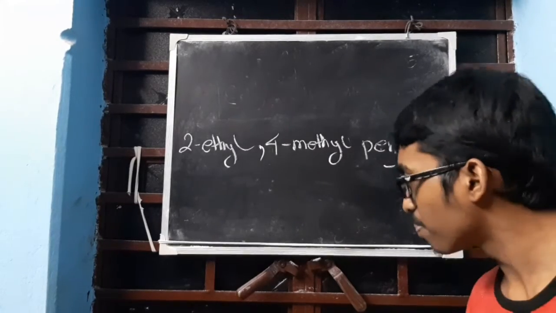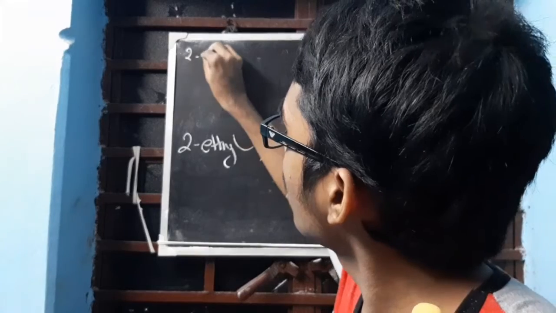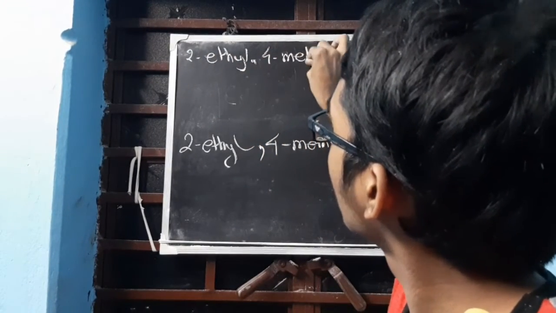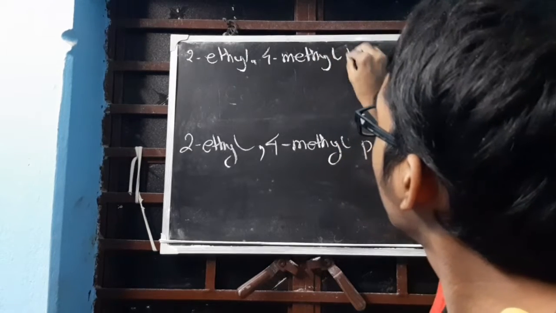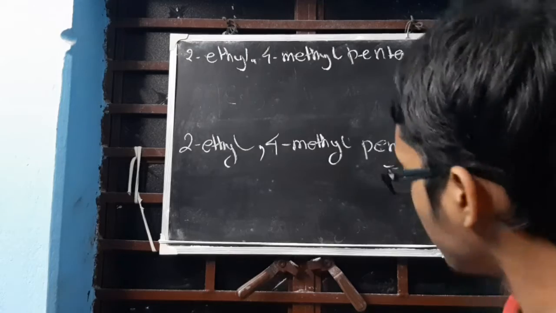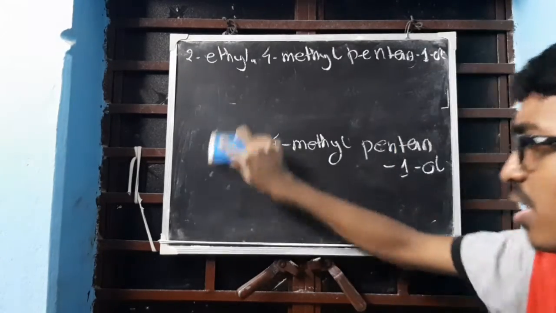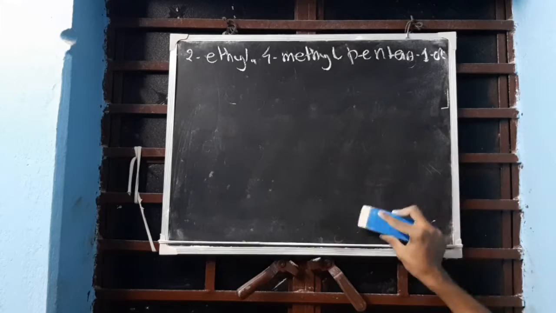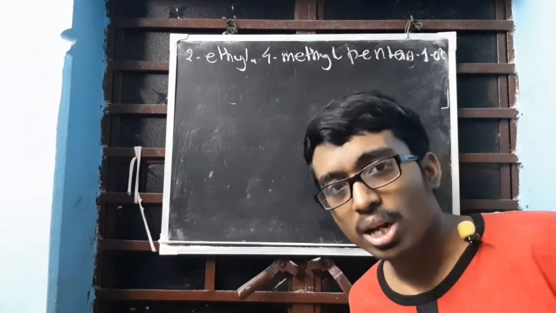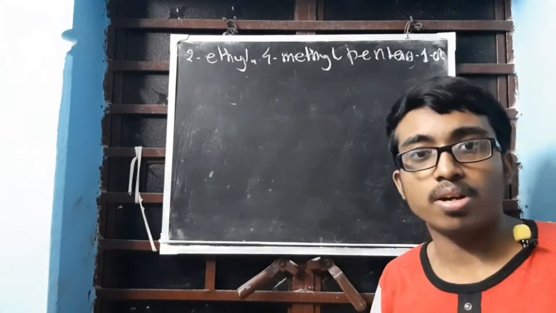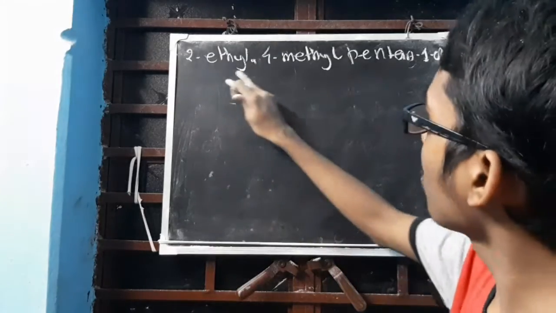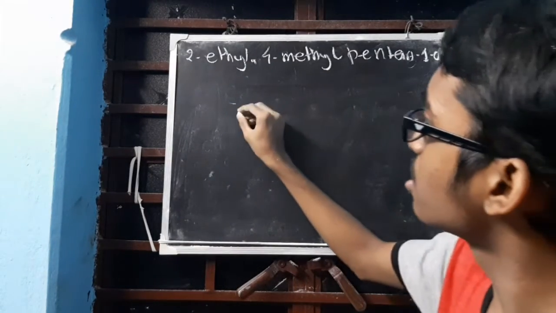Let me copy the name. It's 2-ethyl-4-methylpentan-1-ol. Correct. Now if this name is given and it is asked to draw the structure, how will you approach? As I have already said before, you will draw the carbon skeleton first. No matter what happens, you draw the carbon skeleton first. How many carbons do we need? Pentan, 5 carbons.